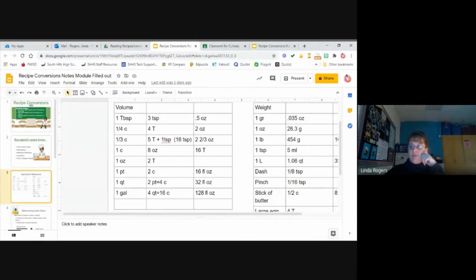All right, the next one, 1 cup is equal to 8 ounces. It's also equal to 16 tablespoons. So that's why we know 1/4 of a cup is 4 tablespoons. If we take 16 divided by 4, we get 4, right? What's a 1/2 a cup in tablespoons?